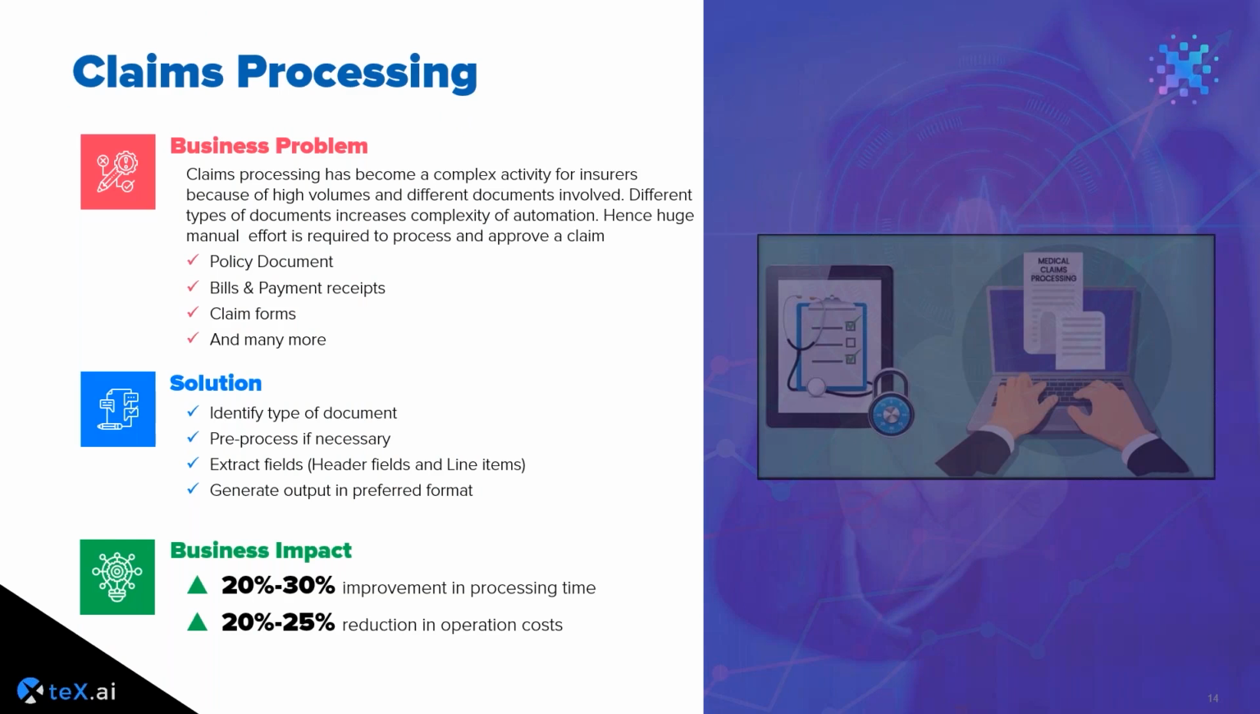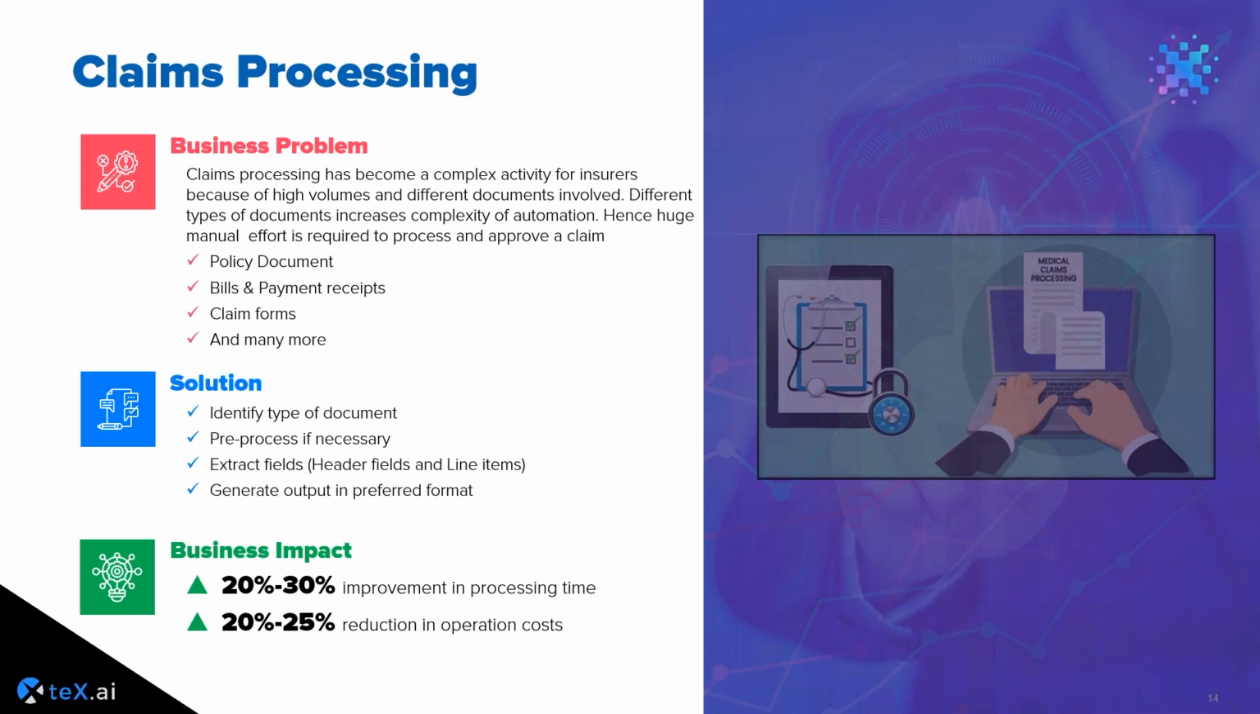Let us quickly look at a few use cases and how we can tackle them. When we talk about claims processing, we'll have different types of documents. It could be policy documents, receipts, bills, claim forms, etc. The high-level solution flow to achieve intelligent automation should start with identifying the document. The problem in this domain is that there is no one solution that fits all sizes.